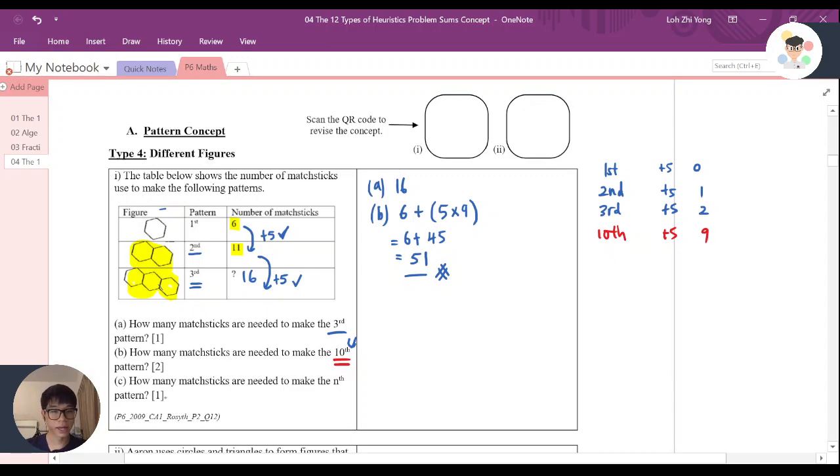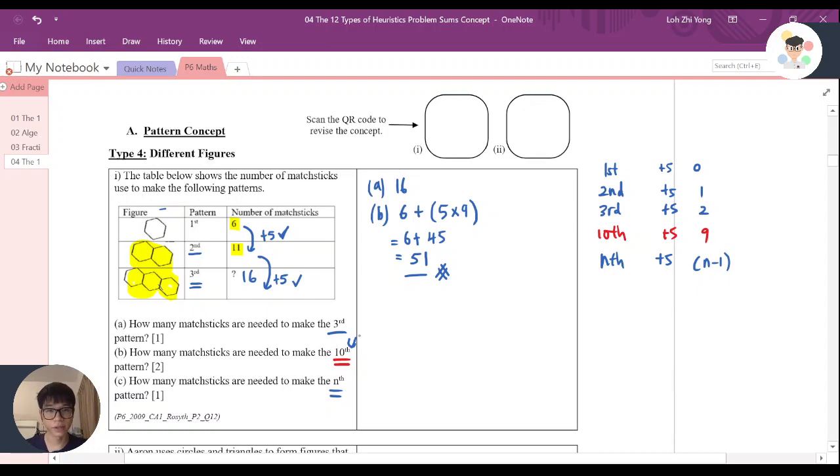And now, let's look at here. How many matchsticks are needed to make the nth pattern? Nth pattern basically means that I didn't give you a number, but you just need to tell me that if I know the number, I can substitute inside and I get the number of matchsticks that's needed. So look at here. Since I know that 1 will be 0, 2 will be 1, 3 will be 2, then for sure, for the nth pattern, I need to plus 5, but will be plus by n minus 1 times.